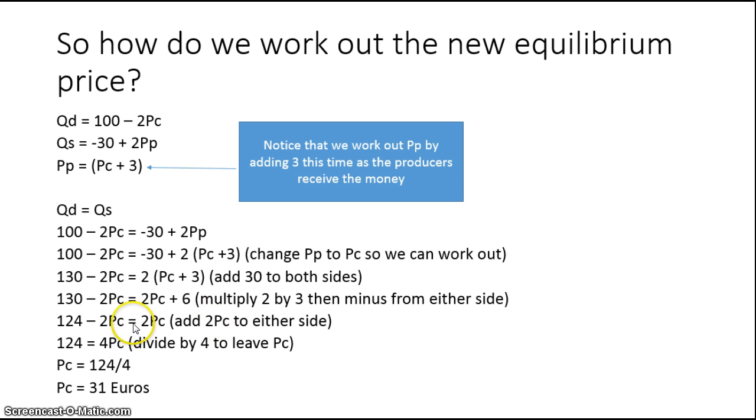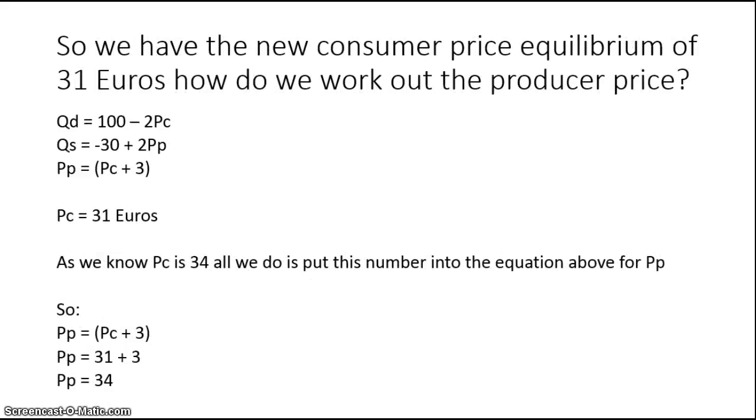Then we need to add the 2PC to get rid of it from this side and put it onto there. So then we're left with 124 equals 4PC, so we need to divide both sides by 4, which leaves us with €31 for the customer price. Same as last time, we still need to know what price the producer receives, and we just use this formula here like we did last time. We know that the price for customers is €31, so we can just put 31 plus 3, and we've got the price for the producers, €34.